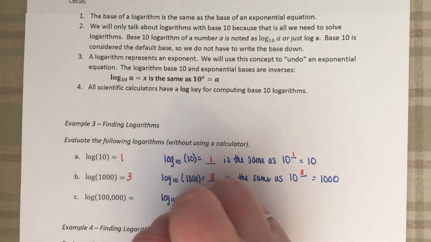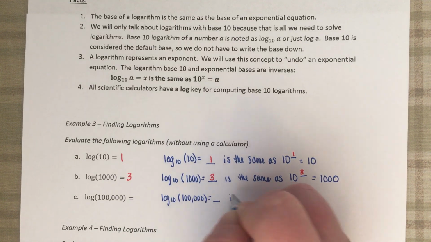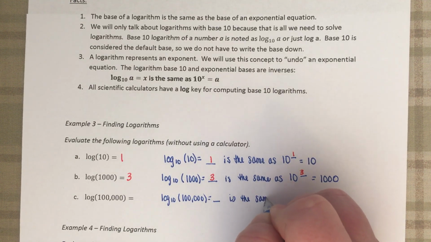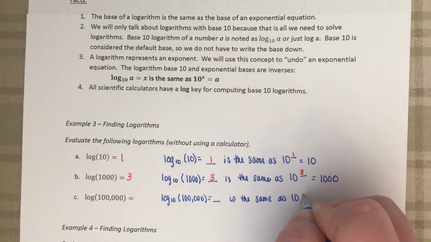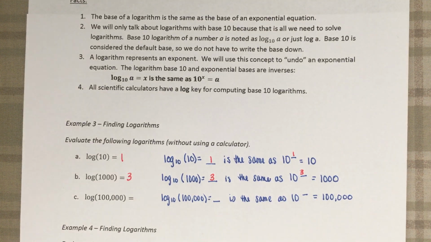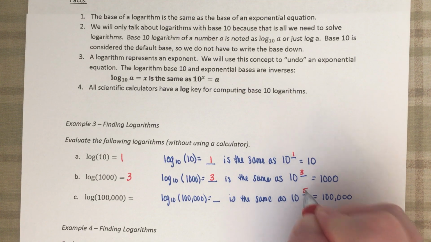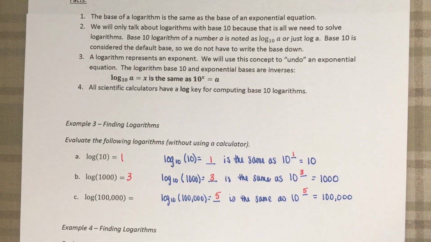Our log base 10 of 100,000 is the same as 10 to what power equals 100,000. When we're dealing with powers of 10, remember a power of 10 also refers to a number of zeros. So 10 to the first has 1 zero, 10 cubed has 3 zeros, so that was our 1,000. If we count our number of zeros here, we get 5. So 10 to the fifth is 100,000. That means our log of 100,000 is equal to 5.